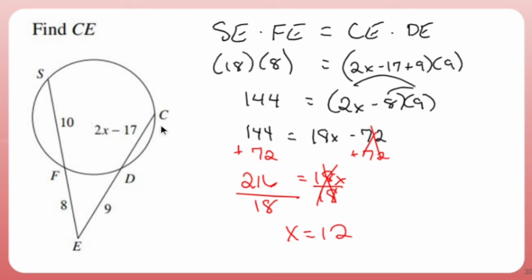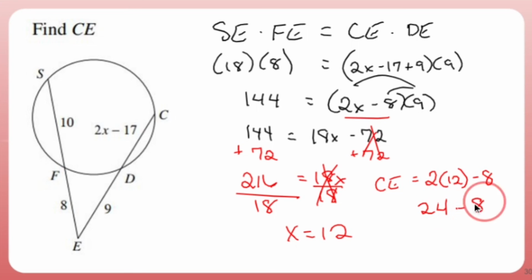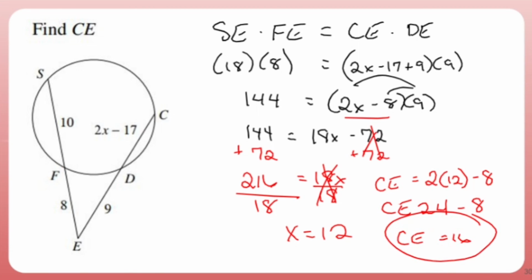Nope, because my job is to find CE. CE is 2x minus 8. So CE is 2 times 12 minus 8. 2 times 12 is 24. 24 minus 8 is 16. So CE is 16. No units. That's my guy. I am done.